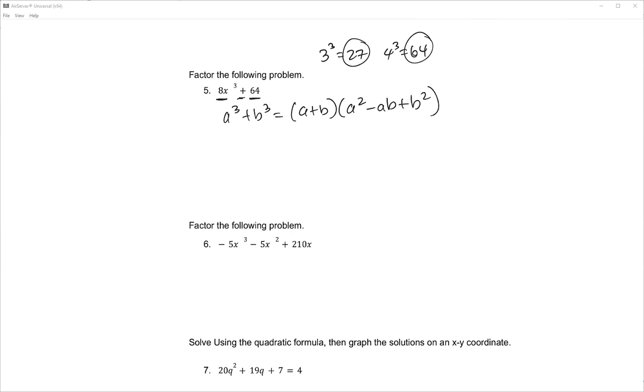All right. So in order for us to factor this out, what we need to do is find the a to the first power, a by itself. Right now we have the a cubed. The a cubed is equal to 8x cubed. So a is equal to the cube root of 8x cubed. A is equal to 2x.